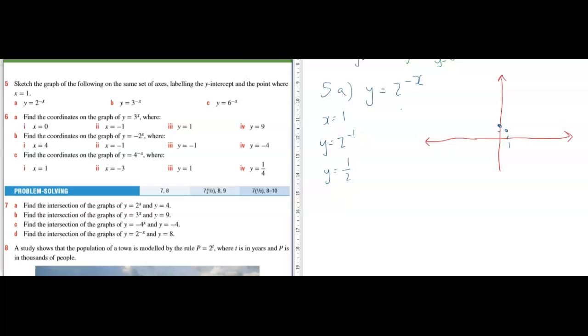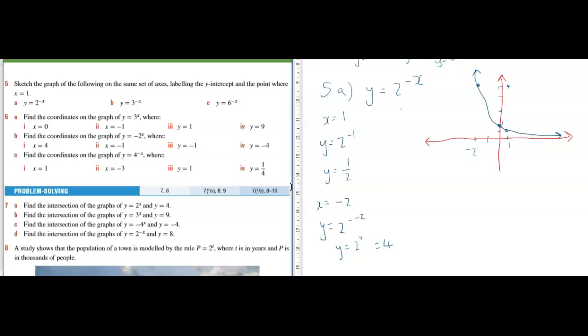Now you're probably thinking, what's that going to look like? This is why I always think it's good to get another point. So if I let x equal maybe negative 2, I'm going to be left with y equals 2 to the power of negative 2, which is y equals 2 to the power of 2, which is 4. So when x equals negative 2, y is 4. My scale isn't the best, but you're up there. So you can join the dots and we're going in that direction.